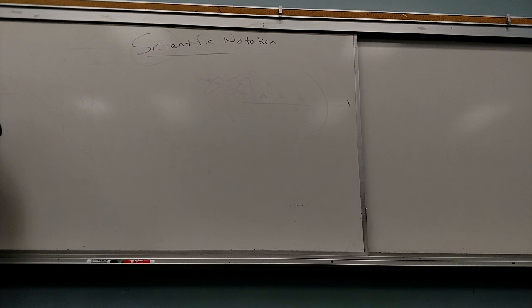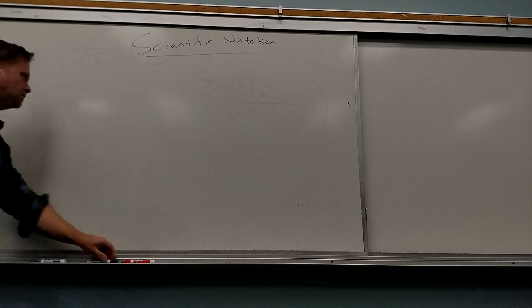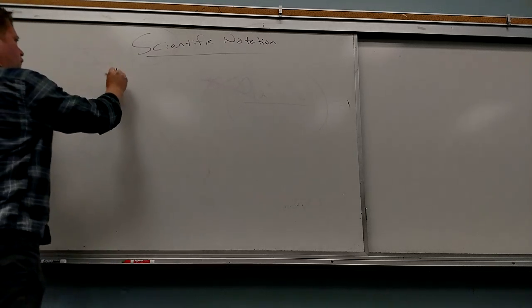So I'm going to do a couple examples that show why it works the way it does. They're not necessarily numbers I would use scientific notation for normally, because they're small, but I want to work with something easy to see why it works the way it does. So let's do 4,000.